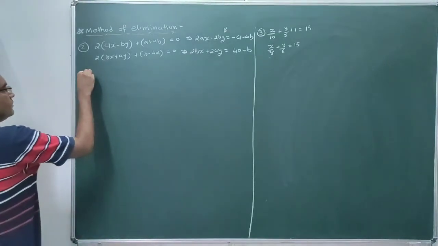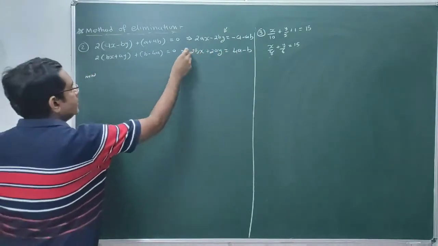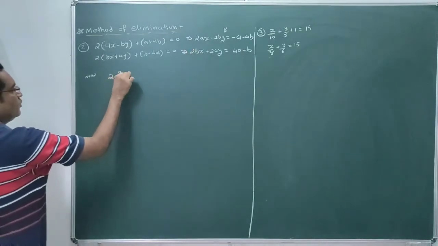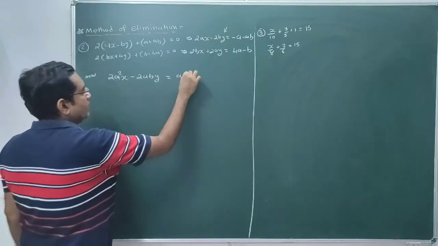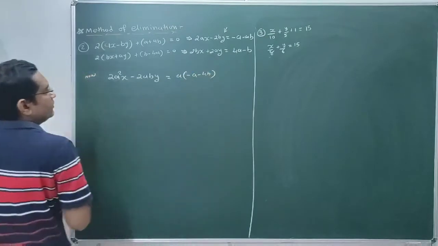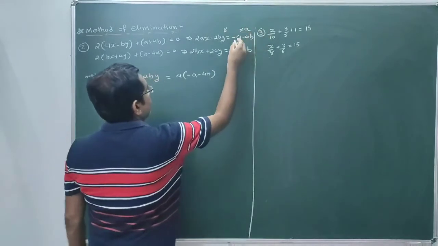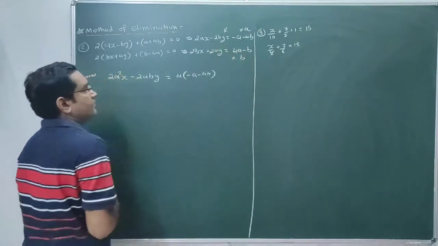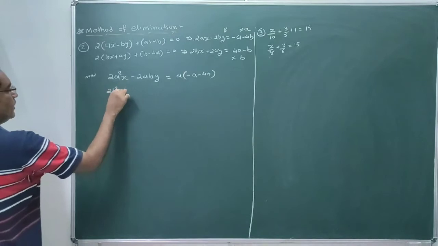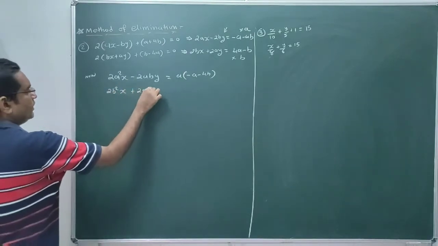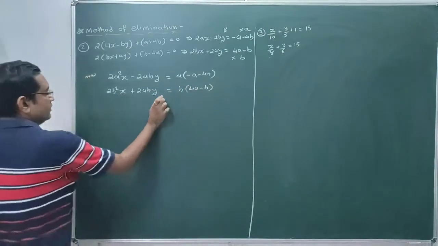So now multiply equation 1 with a, that you have to specify. So it will be 2a square x minus 2aby that is equal to a into minus a minus 4b. After multiplying equation 1 with a, we have to multiply equation 2 with b. So now multiply this one with b. So it's 2b square x plus 2aby that is equal to b into 4a minus b. Clear?